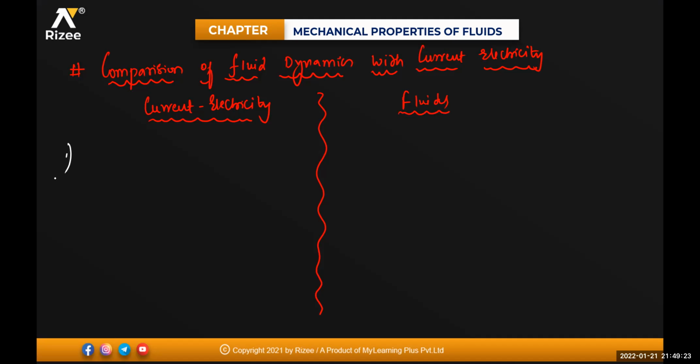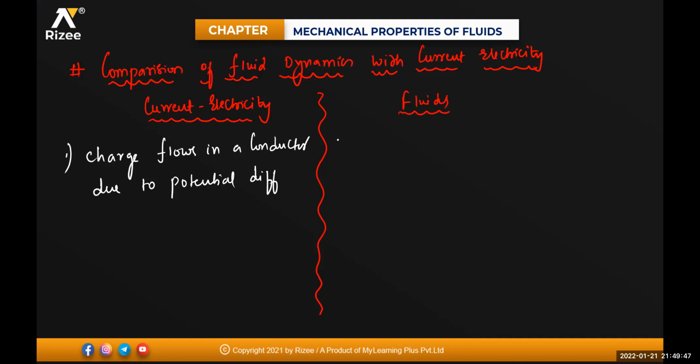You know that how the current flows, beta? Rate of flow of your charge. So charge flowing in a conductor is due to what, beta? Potential difference. First point, charge flows in a conductor due to potential difference. The same way in the fluid. Fluid flows. Can anyone tell me? Flows. That means volume.